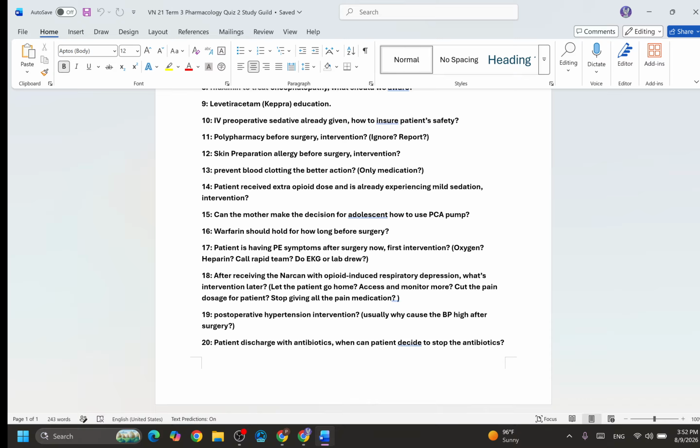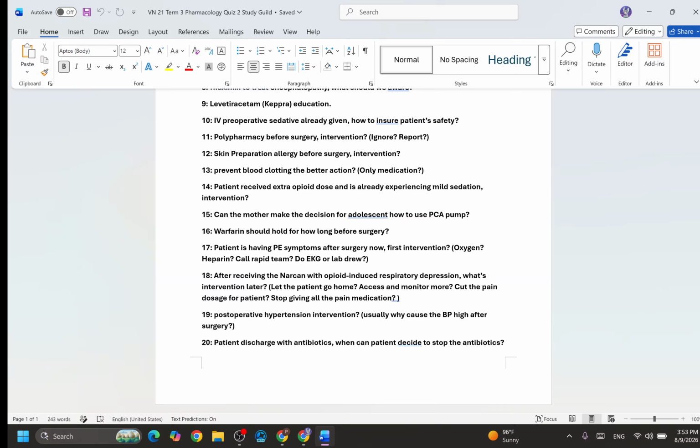All right, 19. Post-operative hypertensive intervention. Okay, so that means what? The patient has high blood pressure after the surgery. So what's your intervention? I give you a very strong hint here. Usually, what is the reason blood pressure is high after the surgery? Remember the PowerPoint slide we discussed, with all the vital signs, high and low, high and low. So this is happening again.